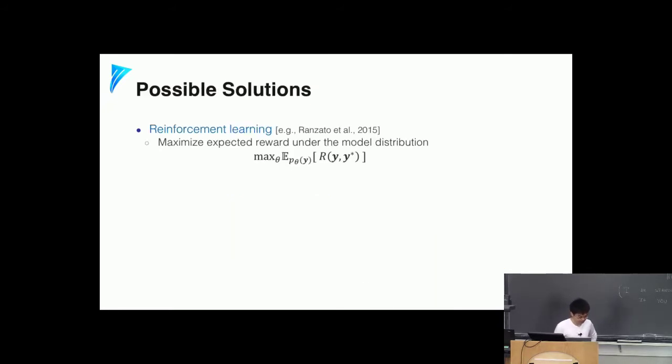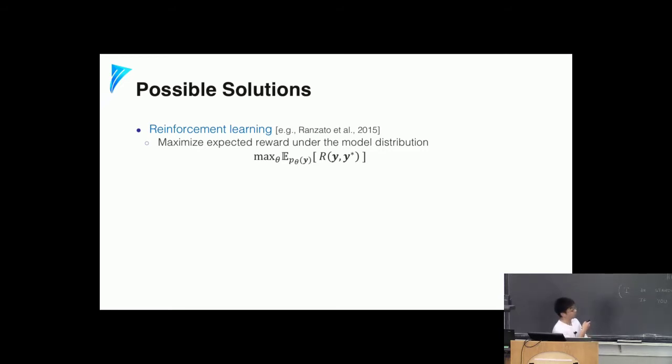So how should we address these issues? Here are some possible solutions which have been proposed a couple of years ago. The first method, the most common solution to these issues, is reinforcement learning. So this topic will be covered in our next lectures, I guess. But here we'll just take a very quick look at this method.